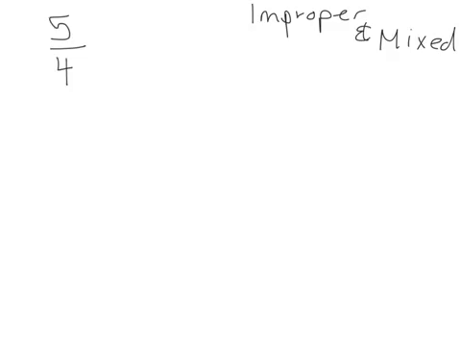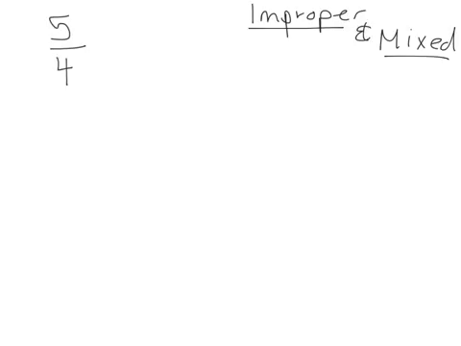Mixed and improper, and how to write in both forms. We've used improper as the larger numerator over the denominator, and mixed has the whole number in front with a proper fraction. So here, 5 over 4 is an improper fraction because the numerator is larger than the denominator, or it's greater than 1 whole. So how do I write this in mixed form?